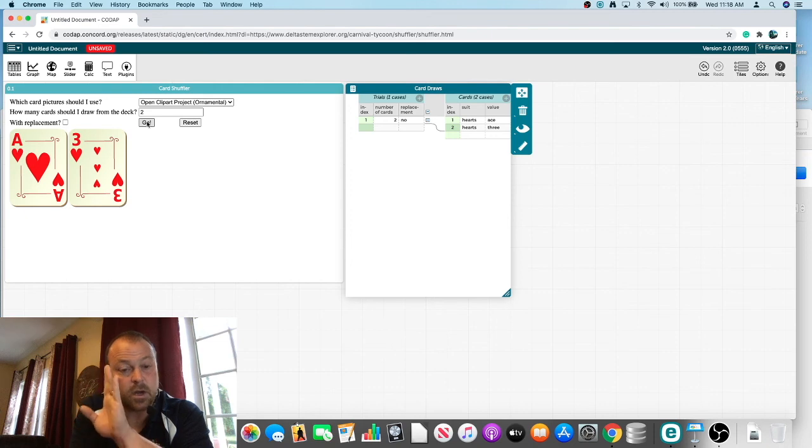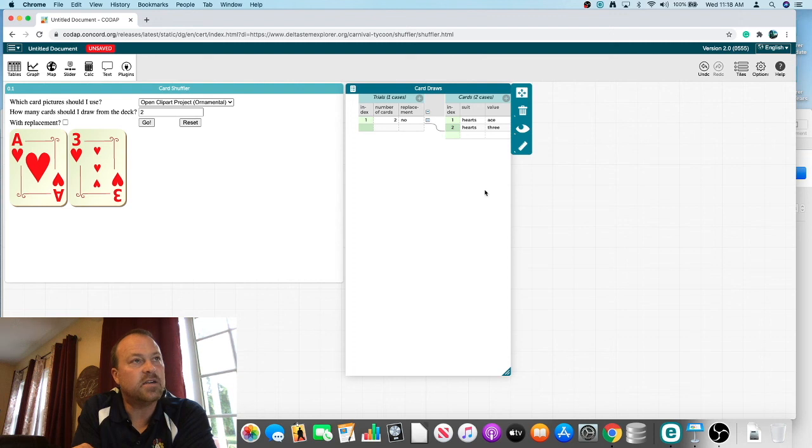In this case, there was no possible way for us to get an ace of hearts and a 3 of hearts. I'm sorry, an ace of hearts and another ace of hearts, because we had already pulled out the ace of hearts, and we had that in our hand, and it was not in the deck anymore. So that's really important for this activity, because remember, these are dependent events that we're dealing with.